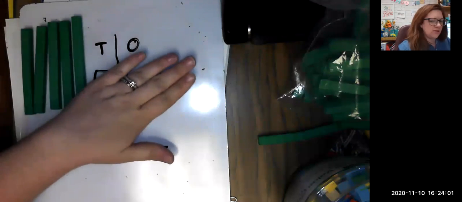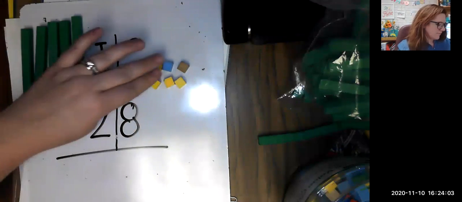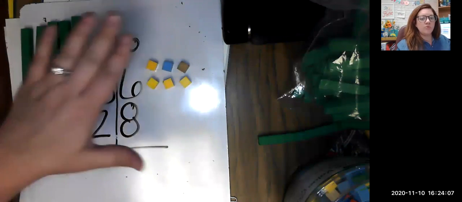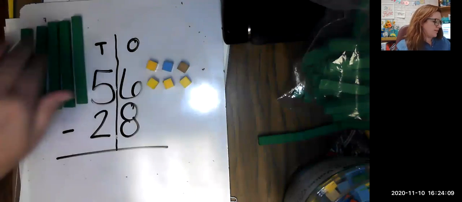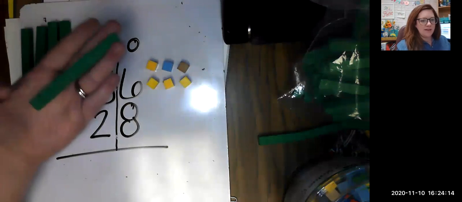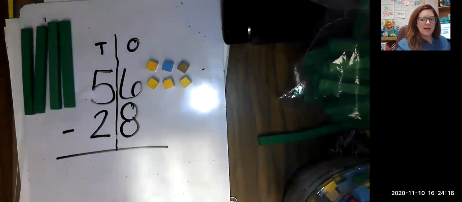So we are going to use our 6 here. And I know that I need more so that I can take away 8. I'm going to regroup. In addition, we've been regrouping this way. Now we're going to regroup this way, okay? So I'm going to take my 10 rod, and inside this 10 rod is worth how much?